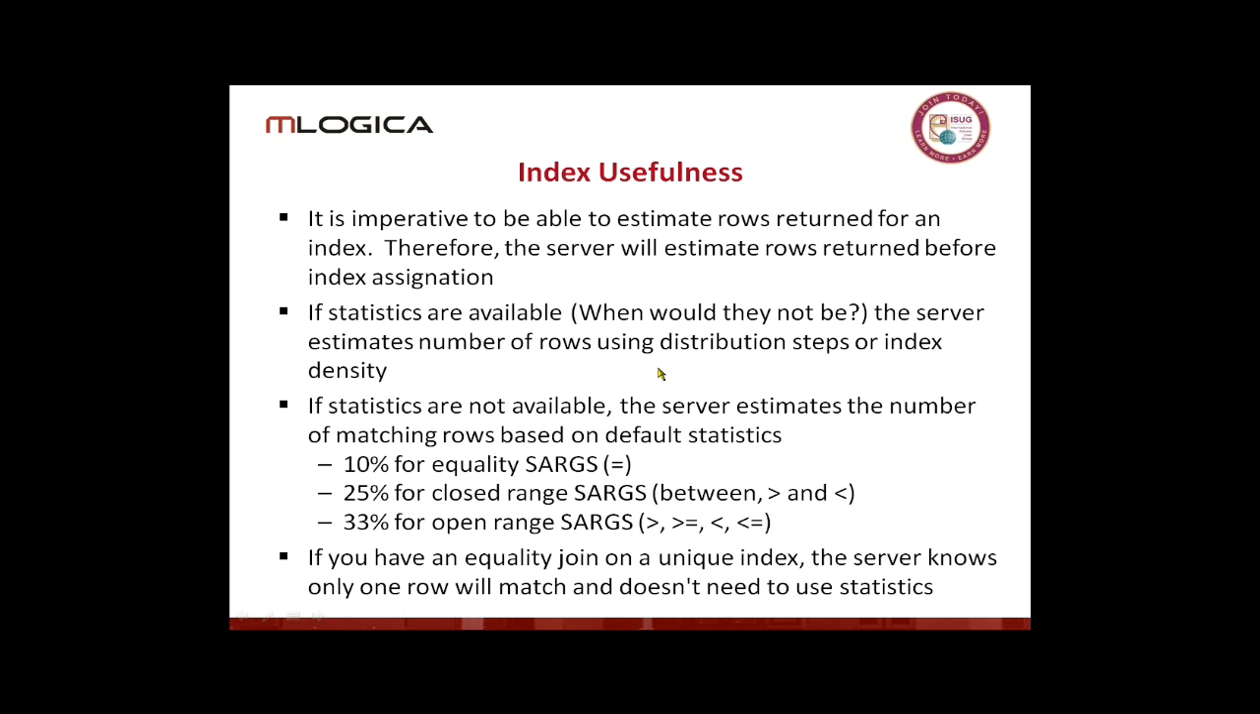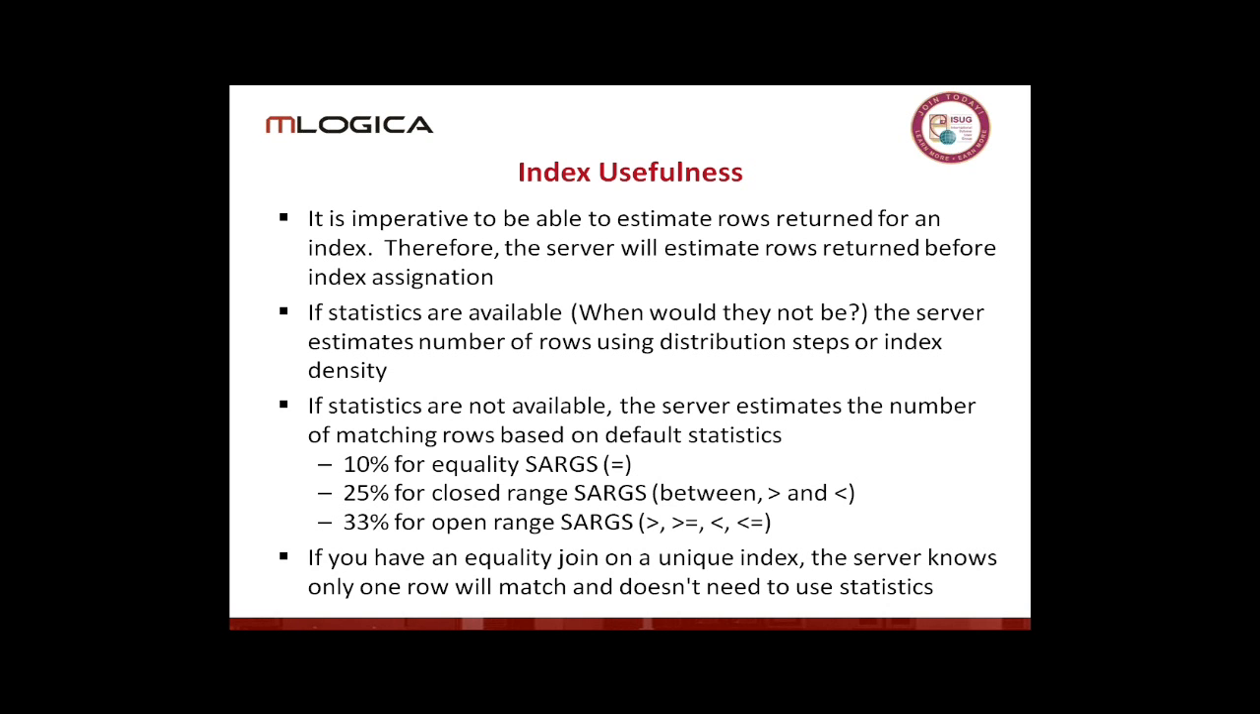Index usefulness, some things to know. The optimizer will estimate the number of rows that it's getting back. It will use the statistics and the sysstatistics and the systabstats tables as appropriate. If the stats are not available, meaning you perhaps created the index on an empty table and never did an update stats, it will estimate. It will also estimate if the SARG does not match well with a column.